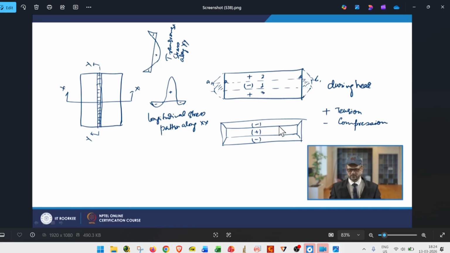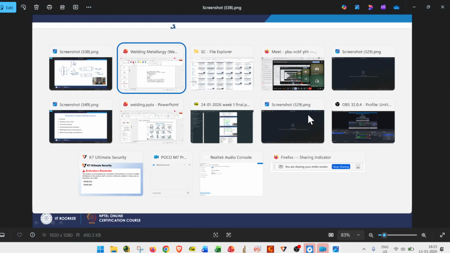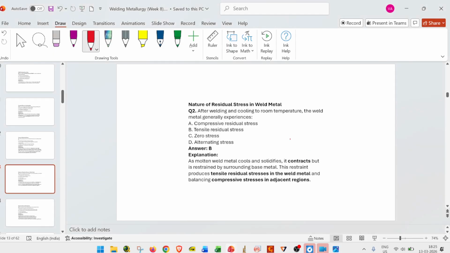During cooling, tensile stresses will be generated here at the weld, and compressive stress will be generated at the base material. Why is that? During the cooling phase the weld cools much faster, so it will have this kind of profile. I think the opposite is true during the heating phase; the stresses will follow this kind of pattern. So the answer will be tensile stress.